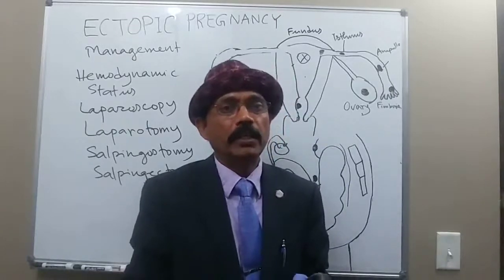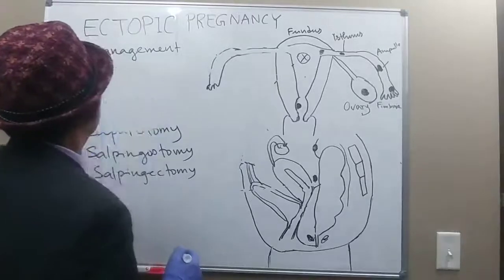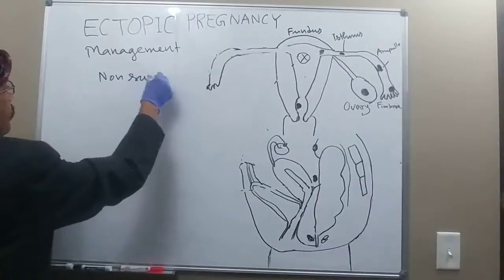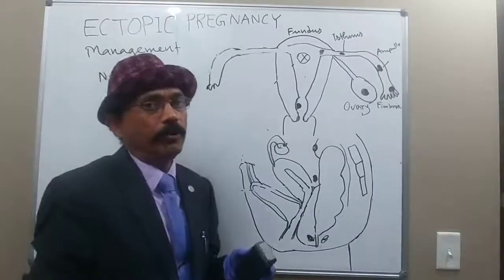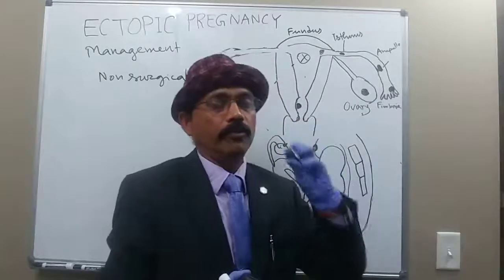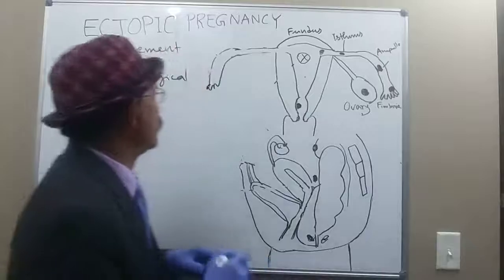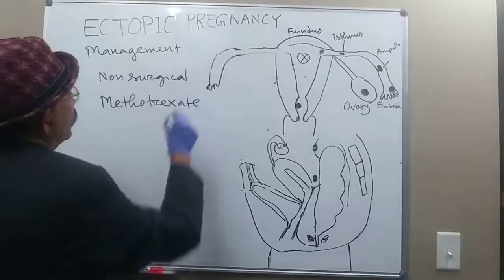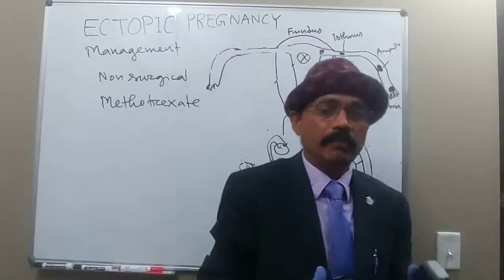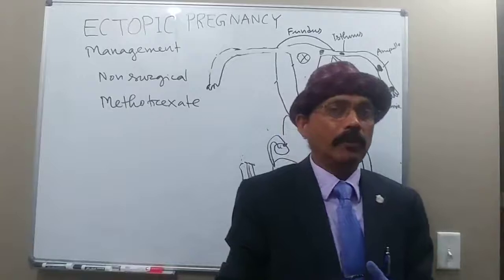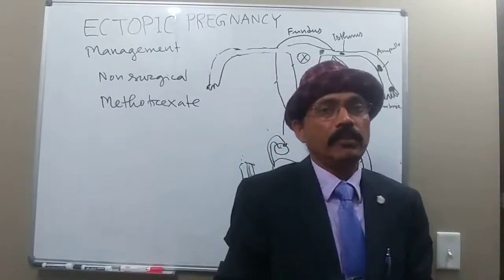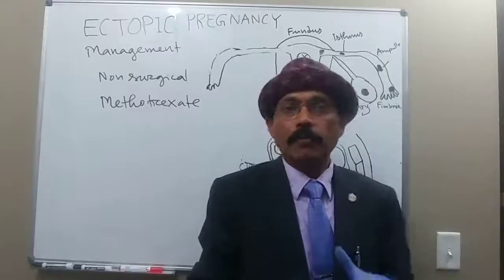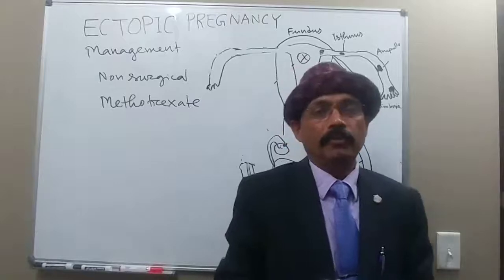So we may manage medically by giving medication, that is methotrexate. It is non-surgical and should be done only for early stage ectopic pregnancy with a small product of conception and certainly no cardiac activity there. Methotrexate may be given intramuscularly, or it may be put in by a laparoscopic approach. Methotrexate is actually a chemotherapeutic drug. It destroys dividing cells. Our embryo is a dividing bag of cells, so methotrexate works there.